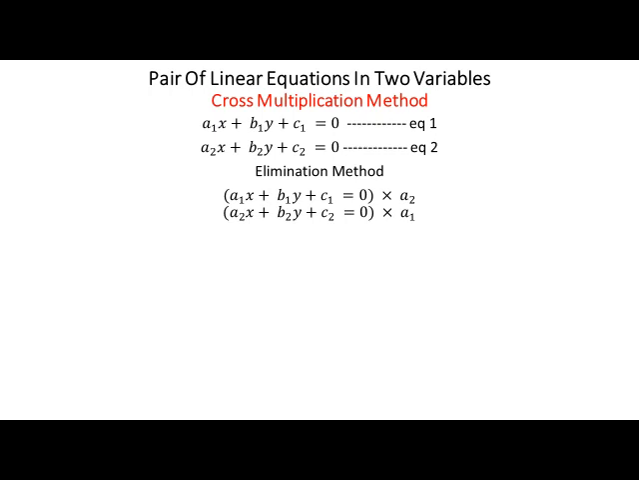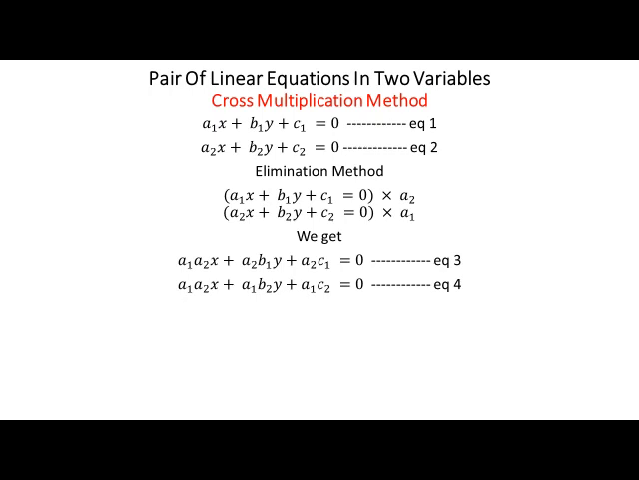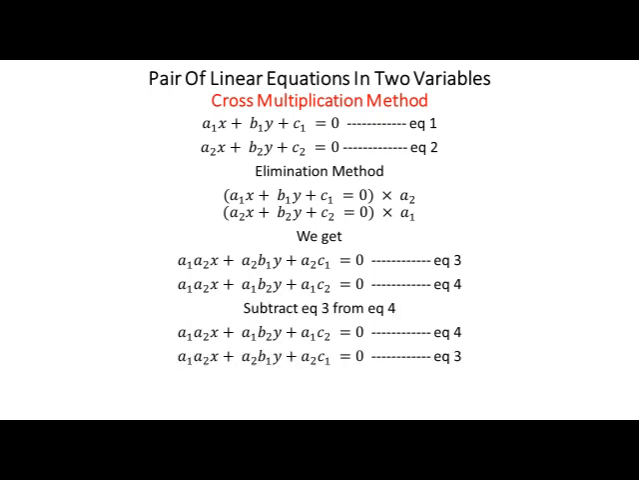On multiplying these I get a1 a2x plus a2 b1y plus a2 c1 is equal to 0. I will name this equation as 3, and on multiplying the second equation by a1 the result is a1 a2x plus a1 b2y plus a1 c2 is equal to 0, and let this be equation 4. Now we will subtract equation 3 from equation 4.